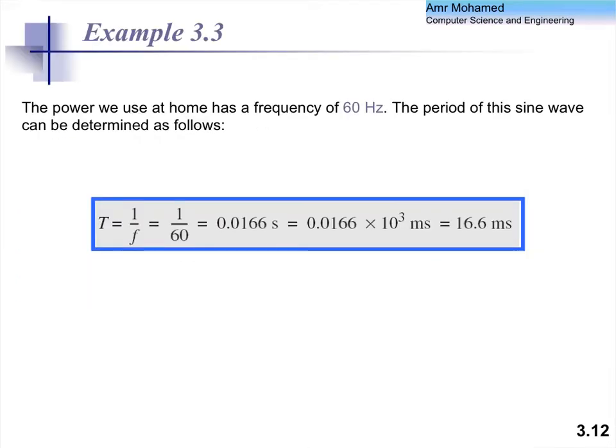All right, so simply, the power we use at home has a frequency of 60 hertz. This means that it has a period of simply 1 over 60 seconds. If you want to put it in milliseconds, then you multiply by 10 to the power 3 and put the unit as milliseconds. If you want to represent it using microseconds, then you multiply by 10 to the power 6 and then you put the unit as microseconds.